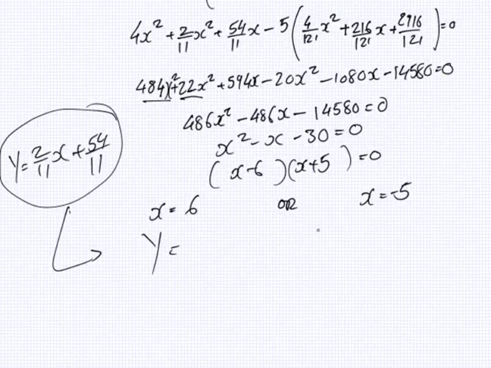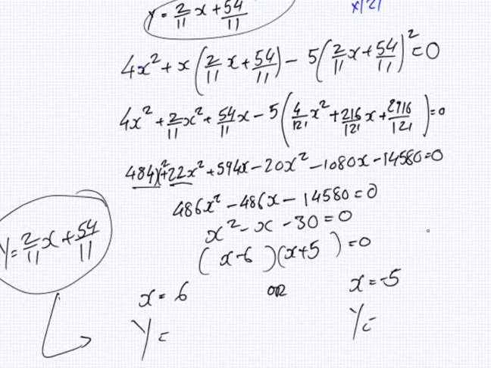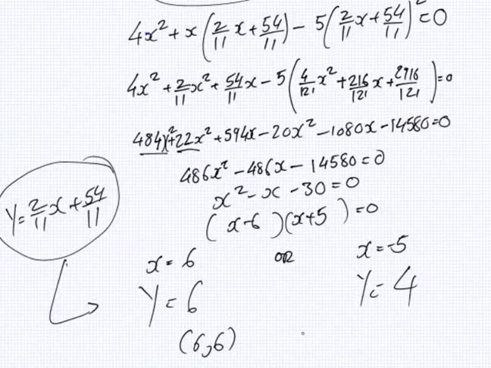Equals 0. Okay, now I will multiply everything by 11 to make it easier. Okay? So 11 multiplied by 4 is 44, isn't it? And then 2 over 11 multiplied by 11 is 2, x squared. 54 over 11 multiplied by 11 is 54.